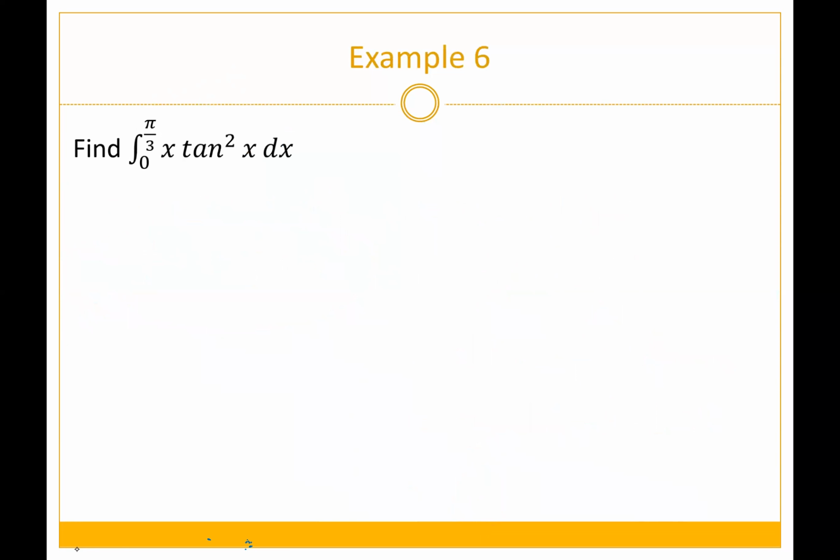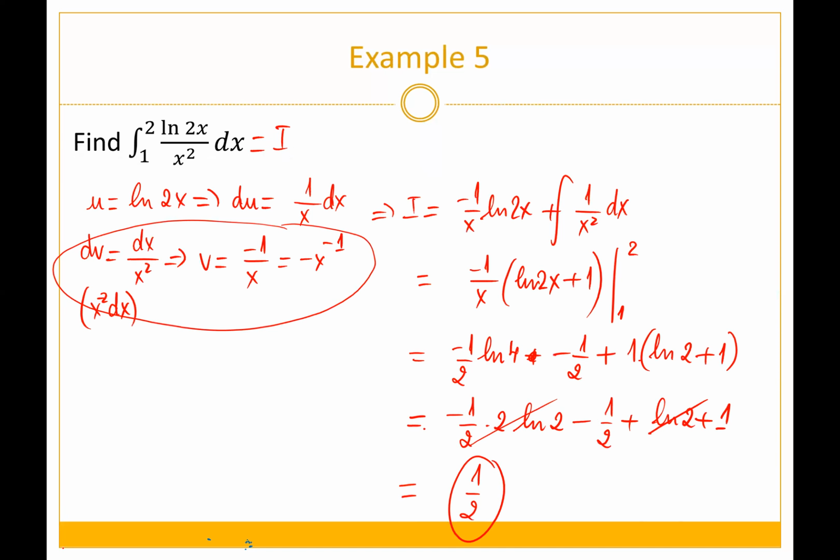Example 6. Again, I'm going to do this one quick, but before that, let's think about it first. So you have a polynomial with a trig. So by definition, you're going to take u as x by the order, and then dv as tangent squared dx. But just think about it and look at this table.